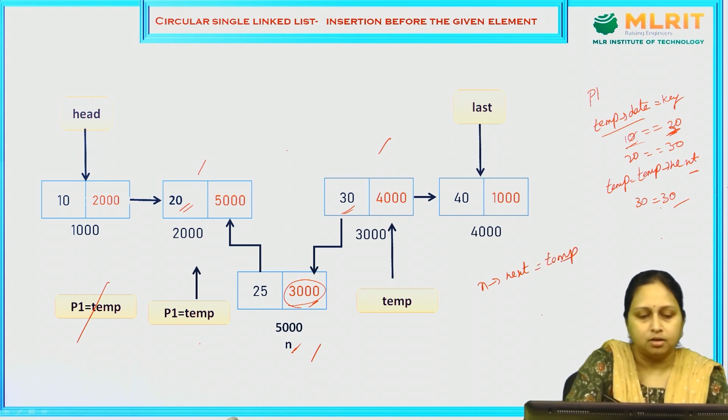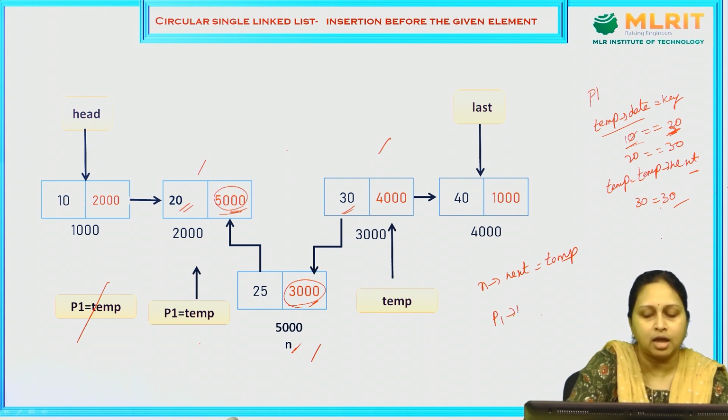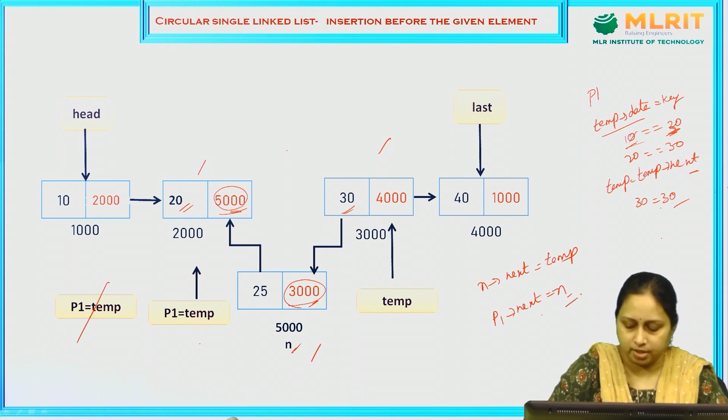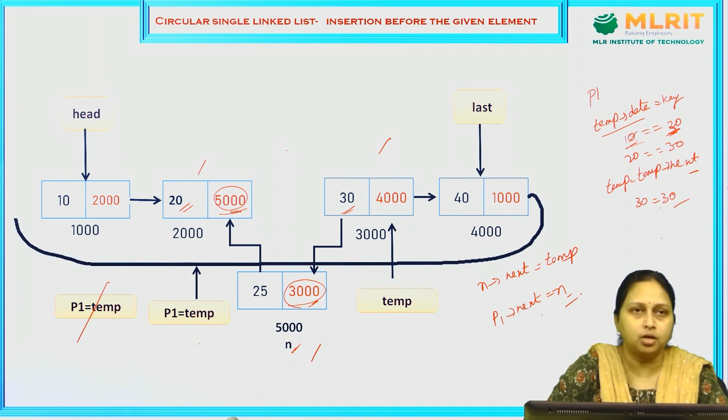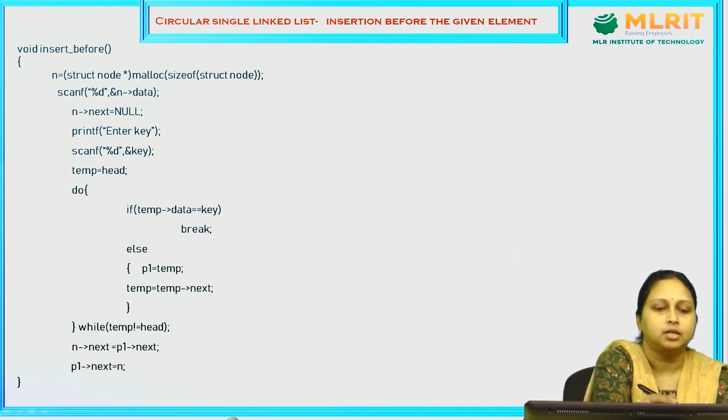And here we need to store the address of 5000, that is nothing but P1 arrow next equal to N we are going to store. These are the two steps to be included. Let us see the code. At the same time we need to represent the circular linked list representation also. Let us see how we are going to write the code.